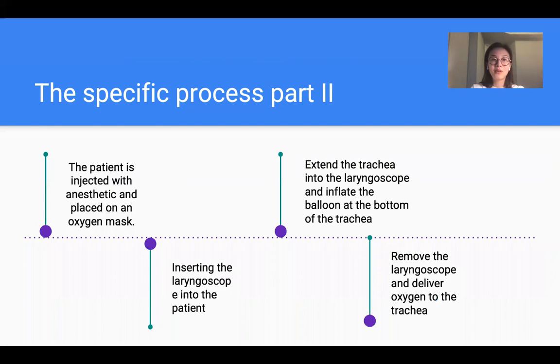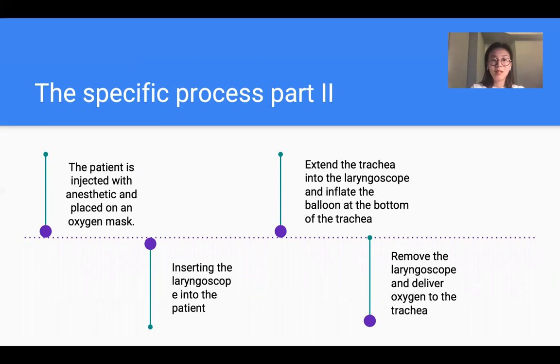Now we will begin to describe the specific steps in the tracheal intubation. First, the doctor will insert an intravenous needle into the patient's arm, and the patient is put to sleep through the needle. Next, an oxygen mask is placed over the patient's nose and mouth to provide oxygen to the patient. Then the doctor will temporarily remove the oxygen mask and tilt back the patient's head.